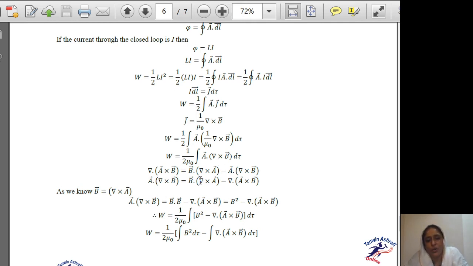Now, if you see closely, this term del cross A is nothing but B. We know by the definition of vector potential in magnetization, del cross A is equal to B. That means A dot del cross B is equal to B dot B, that is B square minus del dot A cross B. Now substituting this equation in the work done equation, we will have work done equal to 1 upon 2 mu naught integration of B square minus del dot A cross B d tau.